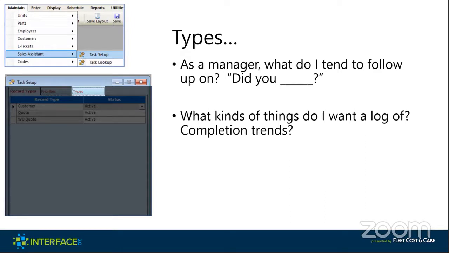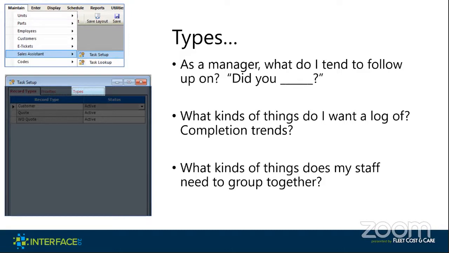It may also be what kind of things you want a log of. We've all heard it said, in other kinds of CRM platforms, and I know Jack mentioned this morning as well, that if you didn't log it, it didn't happen. So what are the kinds of things that you want a log of amongst your steering team and your executive team? What kind of completion trends are you going to want to track over the course of a quarter, a half year, a year? What kind of things are you going to watch the completion trends of?